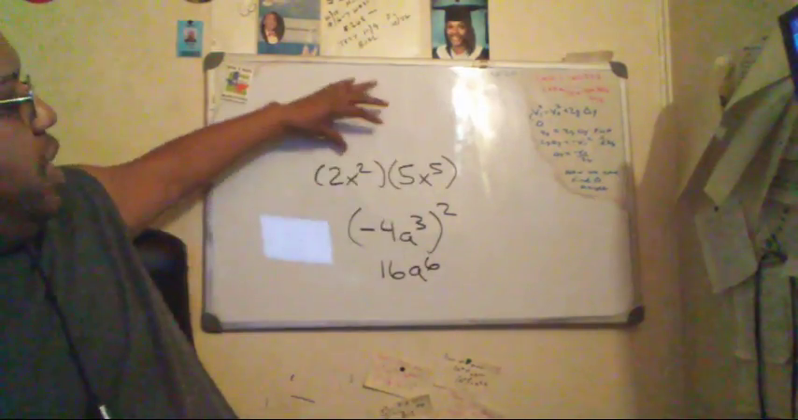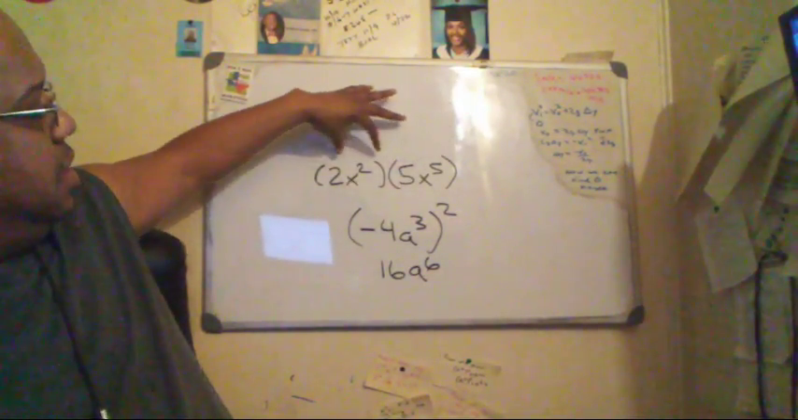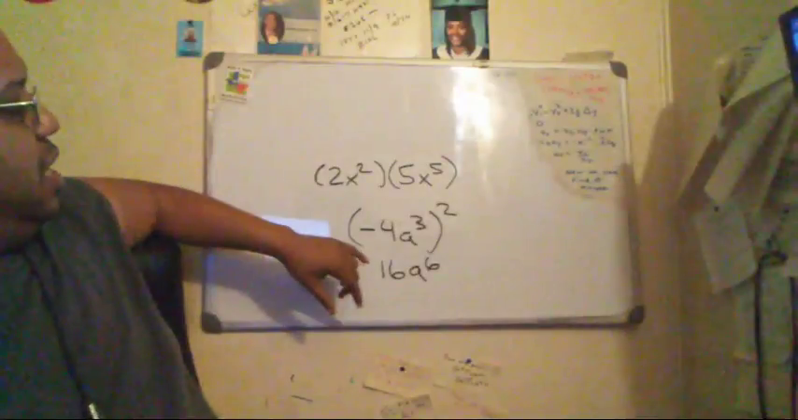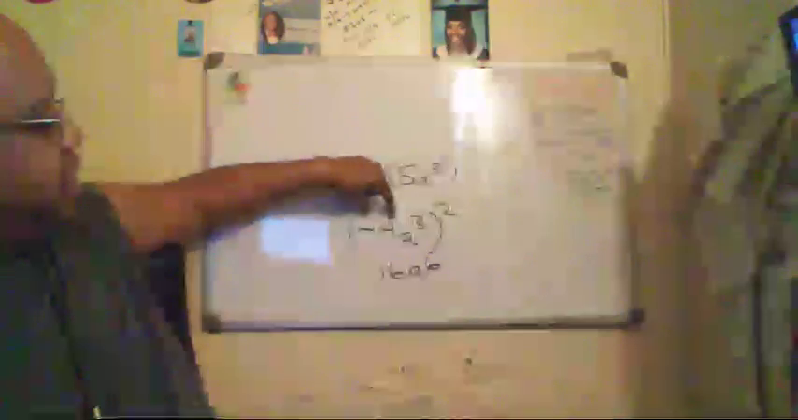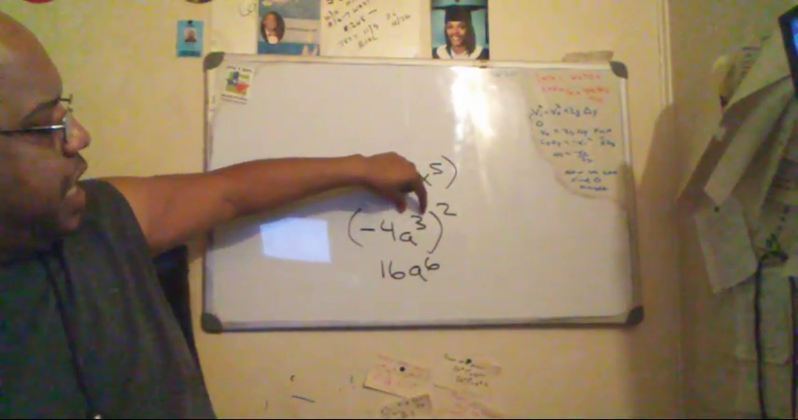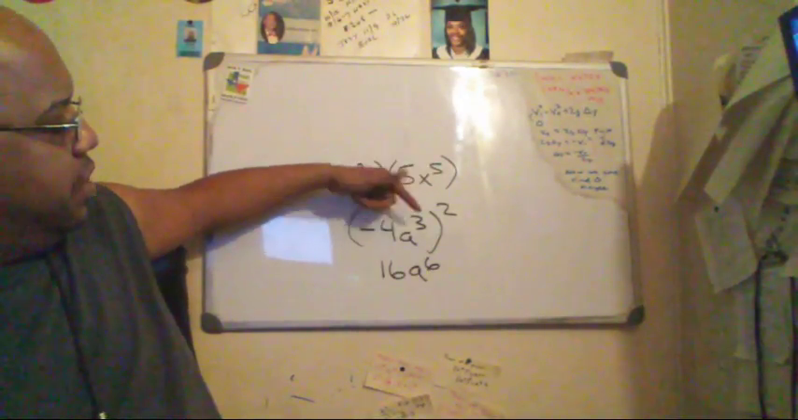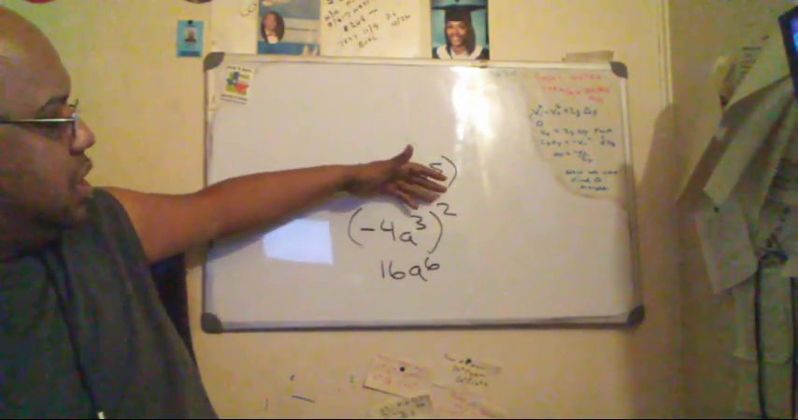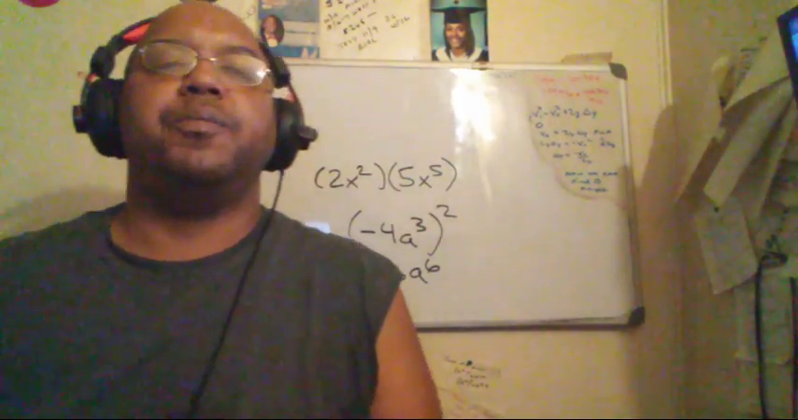So in the first question, they're just added. This will be 10x to the 7th. And then this square deals with each term. It deals with the 4 and it deals with the a to the 3rd power. So the negative 4 is going to be squared, and the 3 is just going to be multiplied by 2. So 16 a to the 6th power.